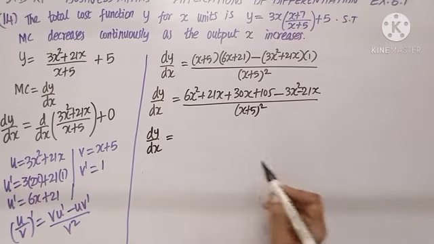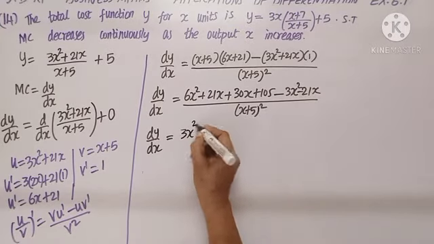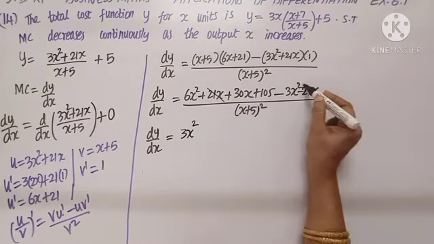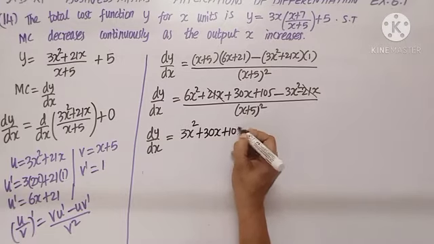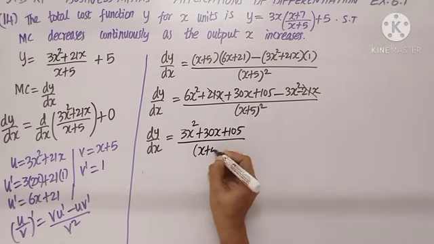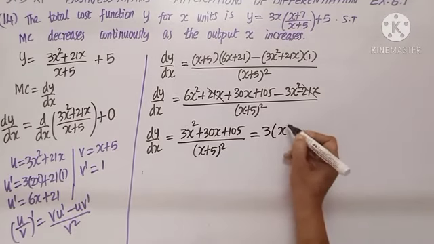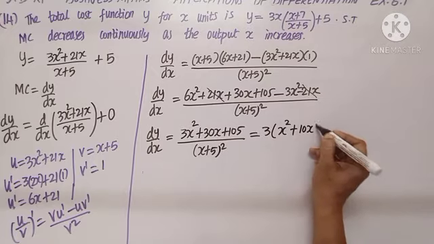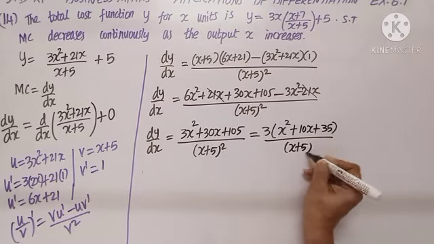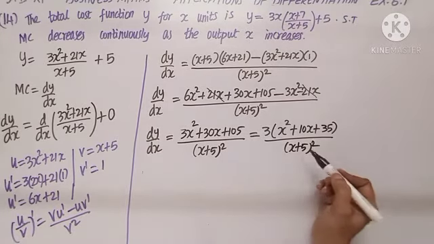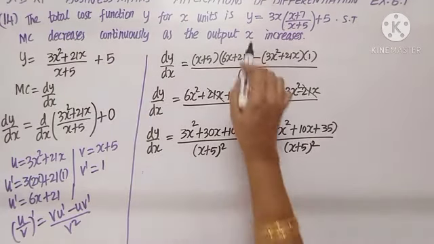Again, I can collect all the x square terms. 6x square minus 3x square is 3x square. Plus 21x minus 21x gets cancelled, plus 30x plus 105, divided by x plus 5 the whole square. In all the terms, 3 is common, so I can write x square plus 10x plus 35 divided by x plus 5 the whole square. Now this is actually the marginal cost, but I need to show some result.